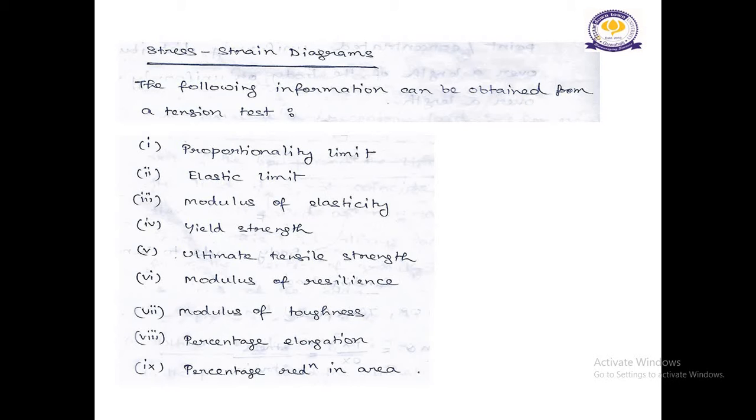Number 1 is proportionality limit, number 2 elastic limit, number 3 modulus of elasticity, number 4 yield strength, number 5 ultimate tensile strength, number 6 modulus of resilience, number 7 modulus of toughness, number 8 percentage elongation, number 9 percentage reduction in area.